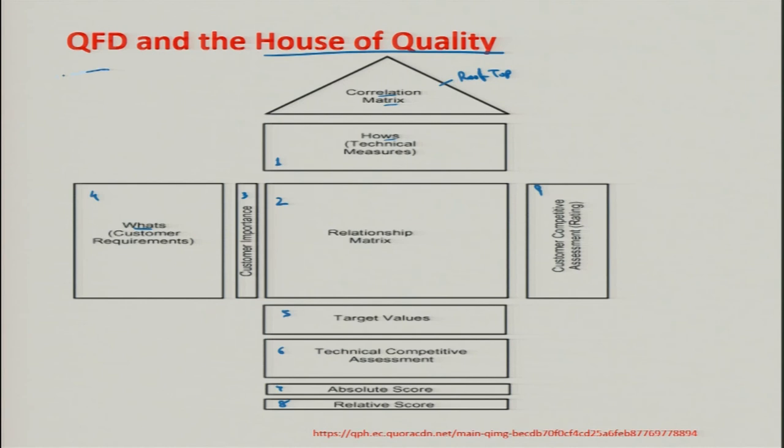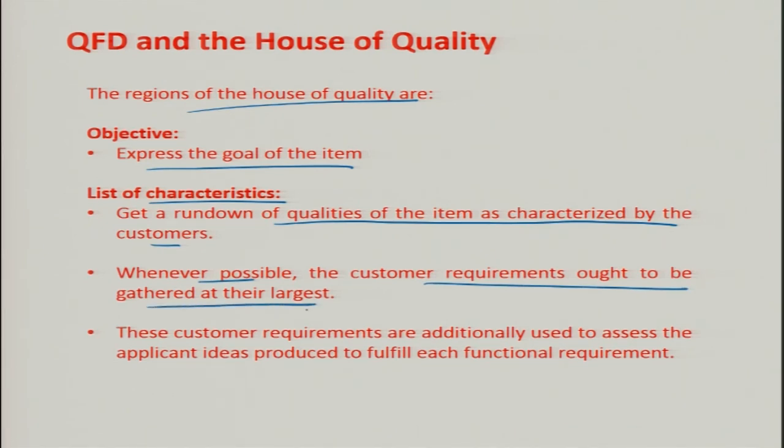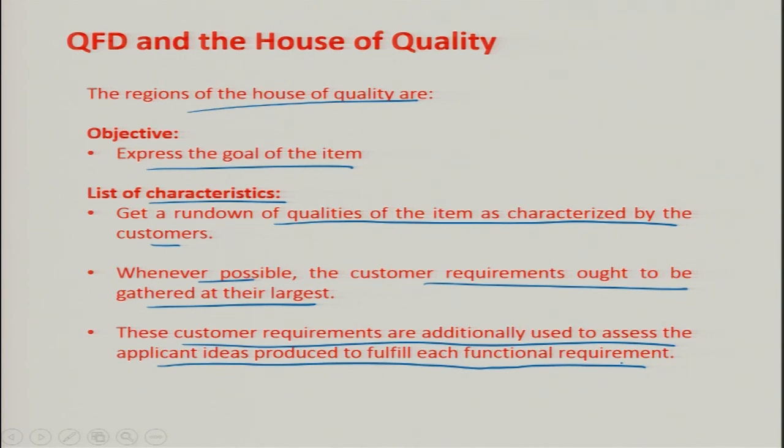Before that, let us have a quick glance at what these rooms are. I think you know what these rooms mean. So, these are the rooms that we have built in this example. The objective of the house of quality is to express the goal of the item. The list of characteristics gives a rundown of the qualities of the item as characterized by the customers. Whenever possible, the customer requirements ought to be gathered at their largest. These customer requirements are additionally used to assess the candidate concepts produced to fulfill each functional requirement.